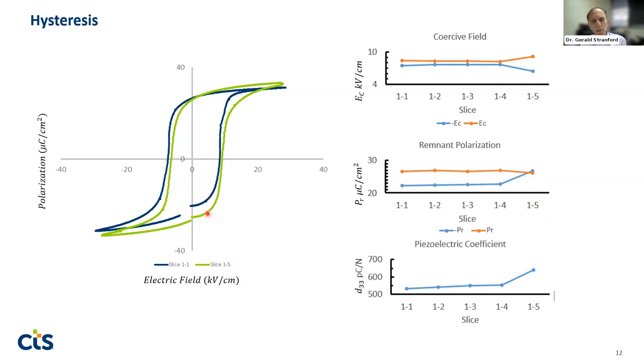But that one seems to be, the hysteresis loop is shifted a little bit, and suggests that there's a little bit of an internal bias field present in that material. Whereas the other ones, I just showed one for clarity's sake, but slices 1 through 4 in this case were all similar. As you see over here, where I plotted P sub R and E sub C, they were very similar, and it was just that last piece that showed the anomalies.